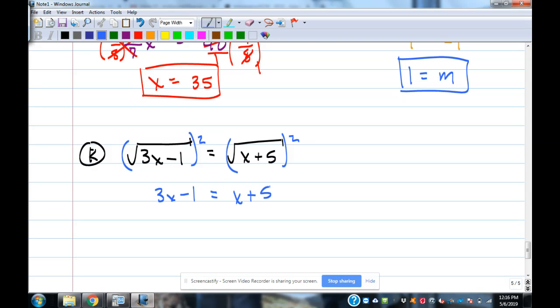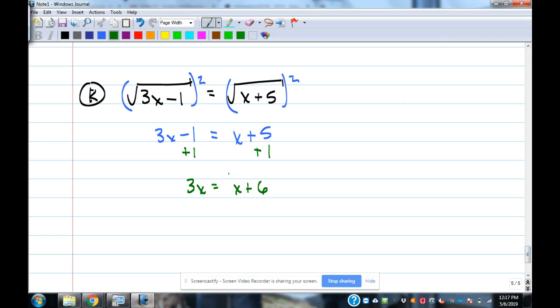So a little bit tougher problem to solve, but still not too bad. At least we're not having to factor it. I know I have to factor it if there's an x squared in the problem, but there's not an x squared here. So I just got to get x by itself. So what do we want to do here? I think adding 1 would be a good start. So that'd give us 3x equals x plus 6. 2 more steps.